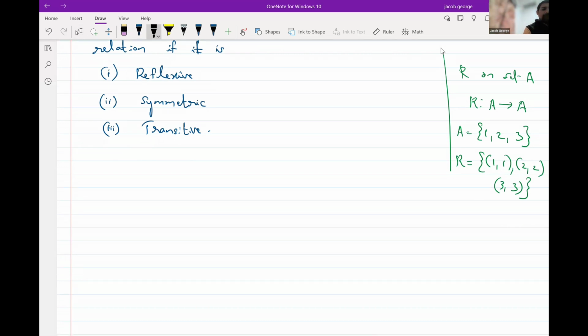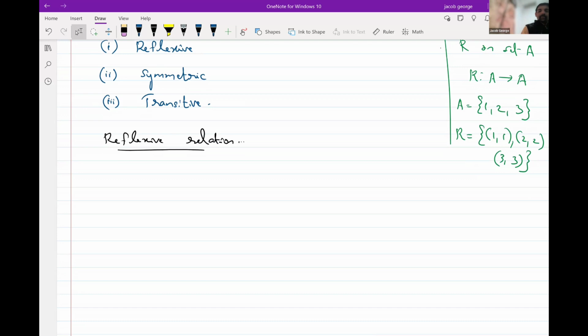Reflexive relation. Subheading. If (x, x), its image is the same, (x, x), is an element of R, the relation, for all x element of A, for all x element of A, (x, x) must be an element of R, then R is reflexive.